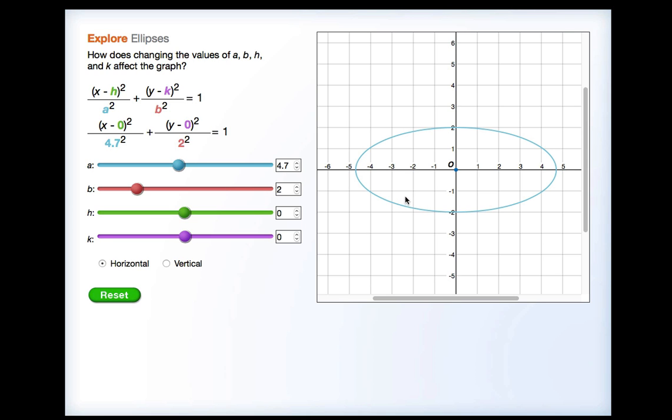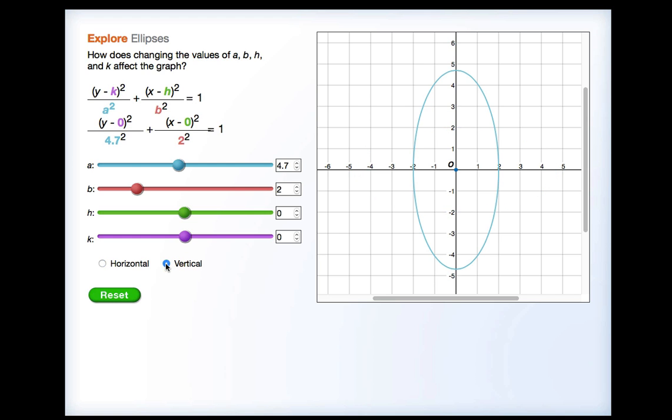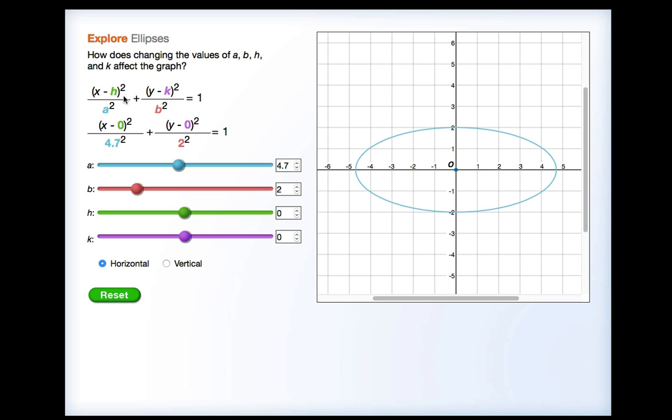An ellipse is essentially a circle that's elongated. It's elongated either along the x-axis, like this one right here, or it can be elongated along the y-axis, or the vertical. Let me show that right there. Okay. So take notice up here real quick.